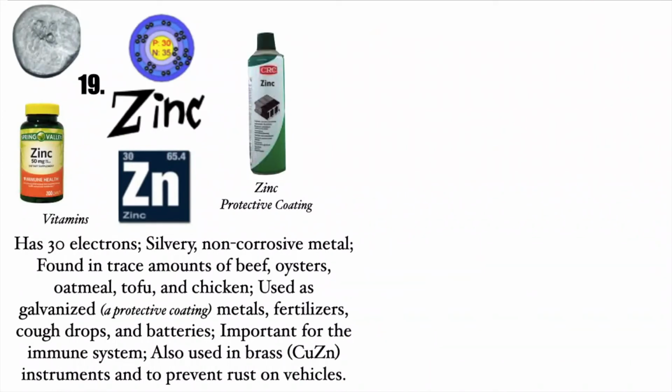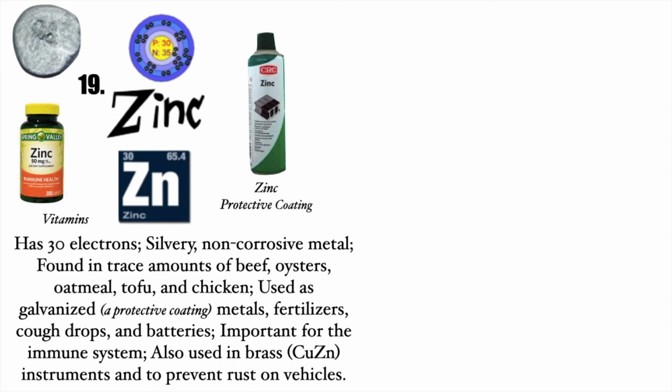Now we have zinc. Now zinc has been used in cough drops and different vitamins to help with the immune system. It's also great as a coating over metal to prevent rust. It can be found in trace amounts in beef, oysters, oatmeal, tofu, and chicken. It can also be used as a fertilizer and found in batteries.